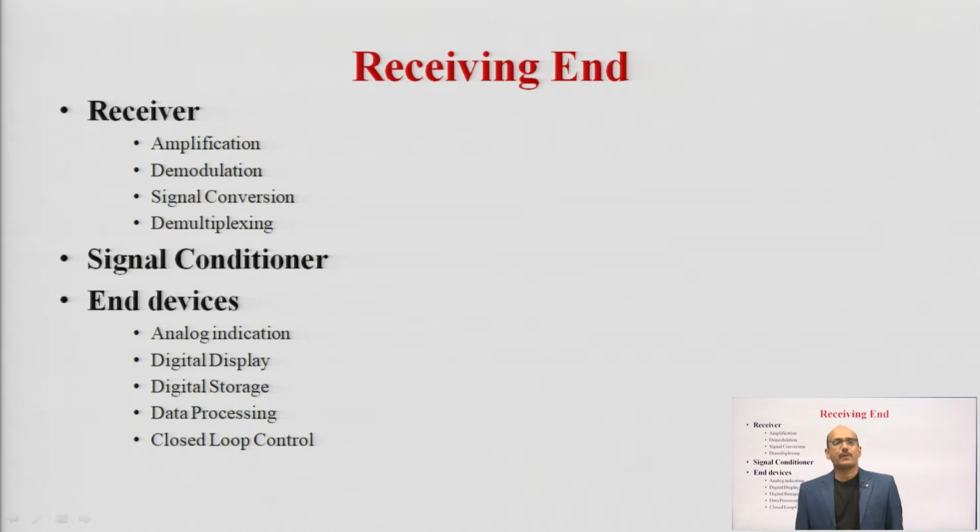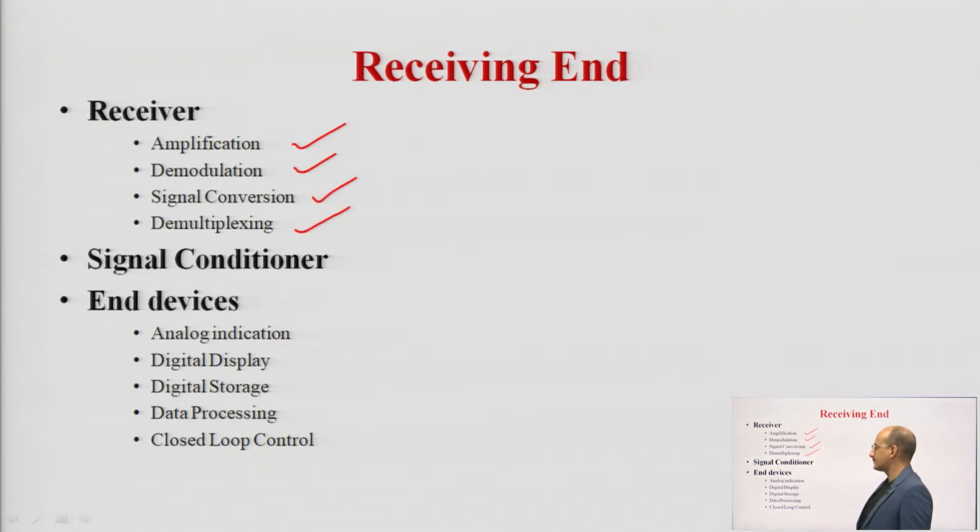Similarly, the next point is the receiving end. In the receiving end, what are you going to perform? You are going to perform just the reverse of the transmitting end. At the transmission part you perform modulation, amplification or multiplexing. So, at the receiving section you perform amplification, then demodulation, signal conversion or demultiplexing.